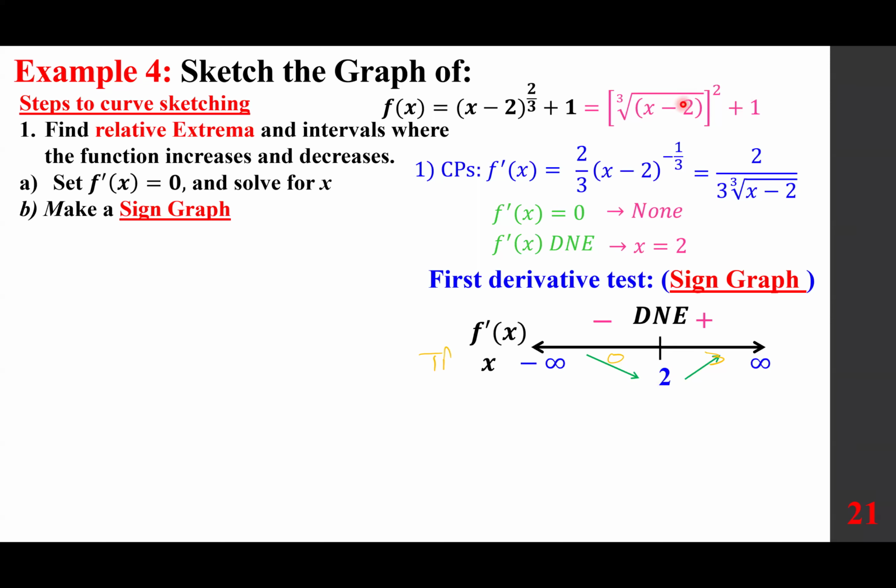Put it into the original function to find the y coordinate. If I put it in here, this goes to 0, I get 1. It's a very easy evaluation. So local minimum equals 1 at x equals 2, or the pair 2 comma 1. We have nothing else, so there is no local max. So the function is increasing from 2 to infinity and decreasing from negative infinity to 2.